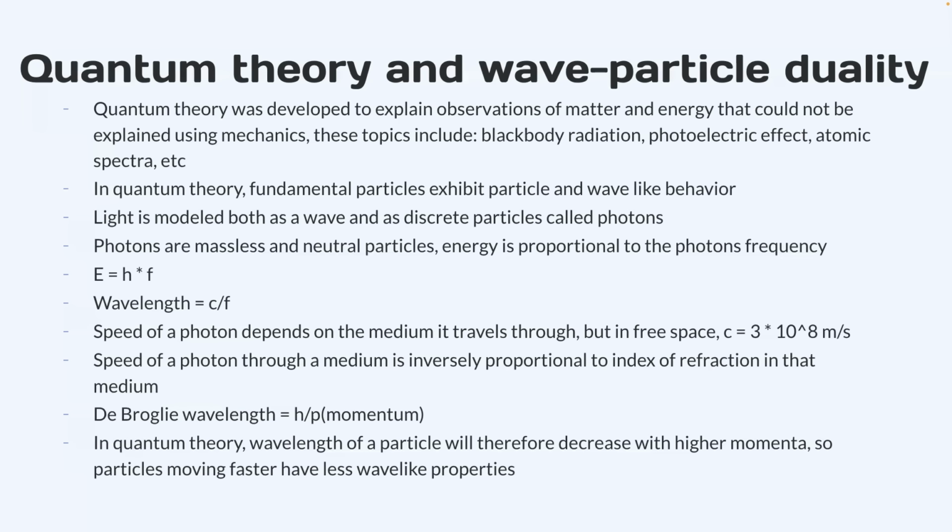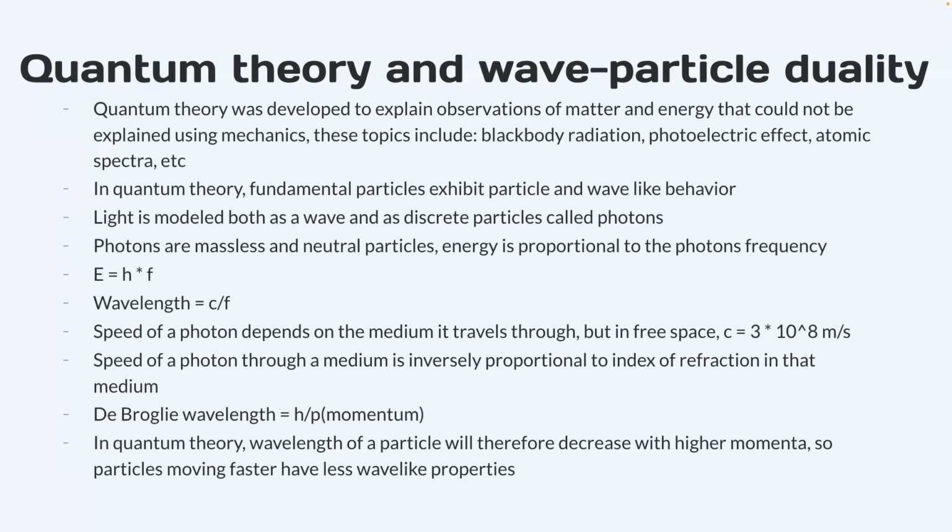That energy, E, is equal to h times f. The wavelength is equal to c over f. The speed of a photon depends on the medium it travels through, but in free space, c is equal to 3 times 10 to the 8 meters per second. The speed of a photon through a medium is inversely proportional to the index of refraction of that medium.